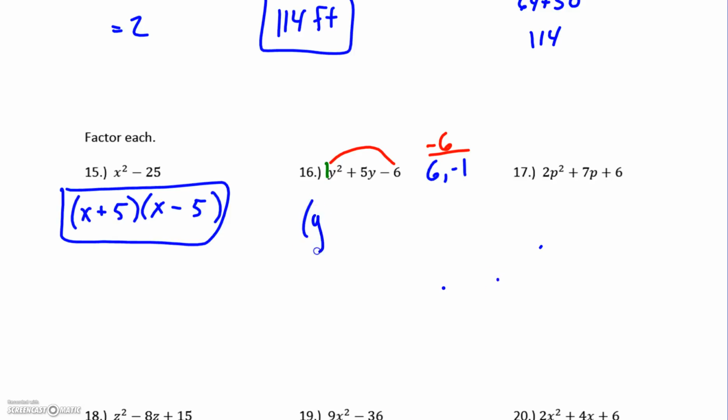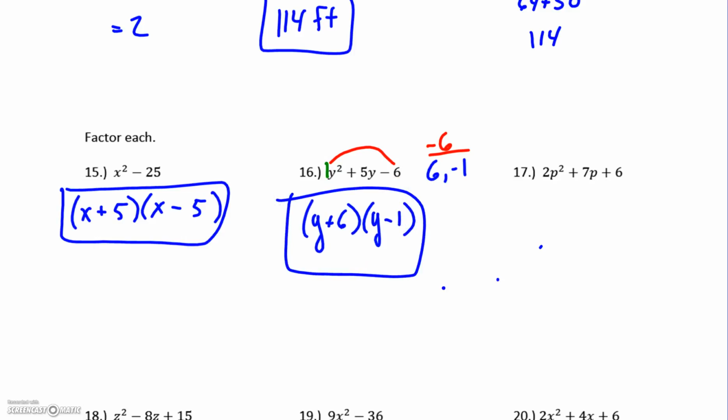I go right to the answers and I do a y plus 6 and a y minus 1, using that positive 6 and negative 1. And that's it, okay? So remember, when we have a 1 out front, we can use that shortcut to save ourselves some time. In the next one, I'm going to build a bridge.